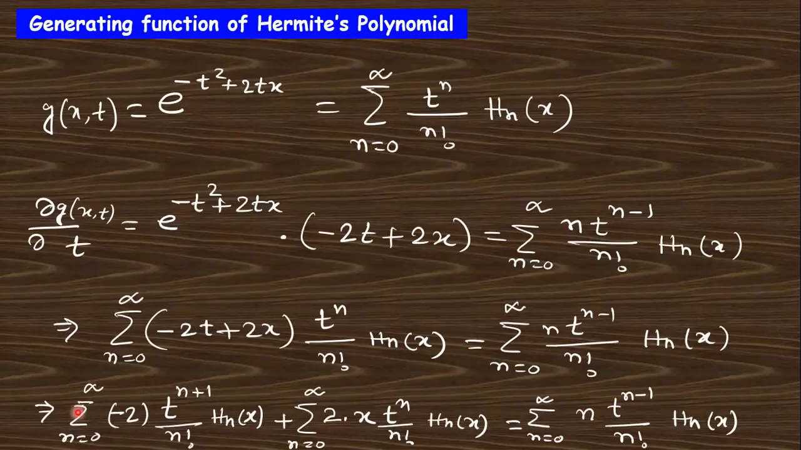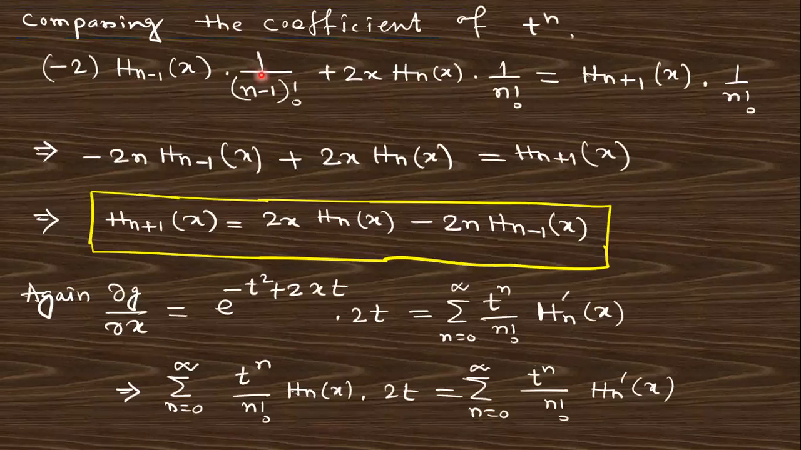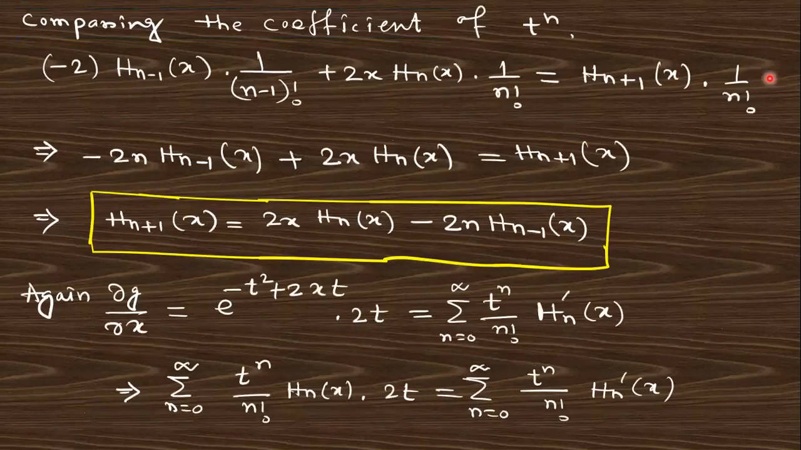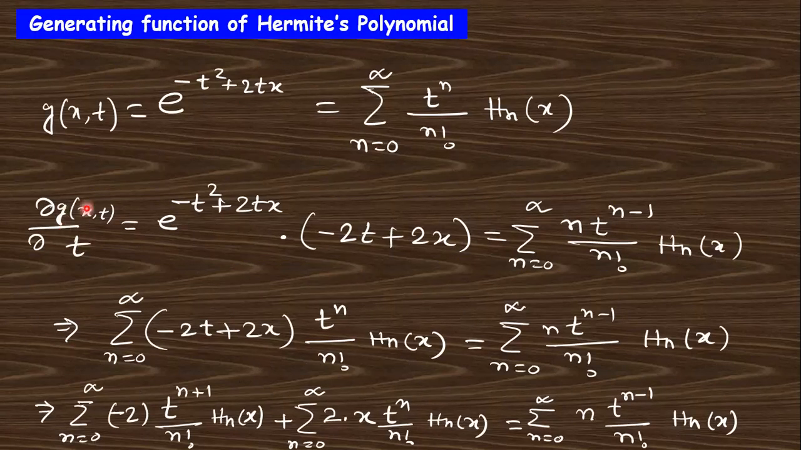You can see here, for t to the power n you need to put n equals n minus 1. So if you put n equals n minus 1, you will get this expression. And in this, if you want to find the coefficient of t to the power n, you need to put n equals n, and in this case you need to put n equals n plus 1. So if you put this in, you will get this relation. This is an important relation in the case of Hermite polynomial. And this was the partial derivative with respect to t, because this is a function of x and t.